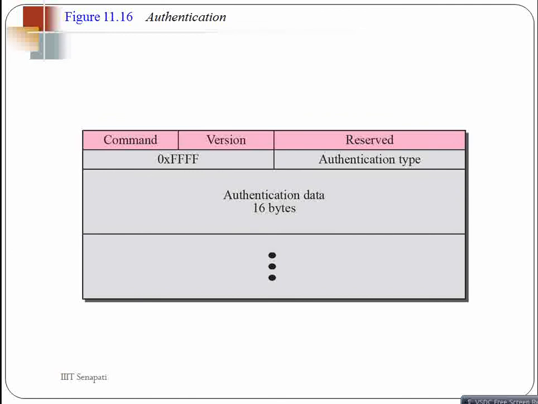Now if you want to indicate that the entry is authentication information and not routing information, then what you do in this address family field, you keep this value, hexadecimal all F. And this second field is authentication type, which defines the protocol used for authentication. And this is the authentication data itself. So this is how this authentication message can be sent from one router to another. So this is allowed in version 2.